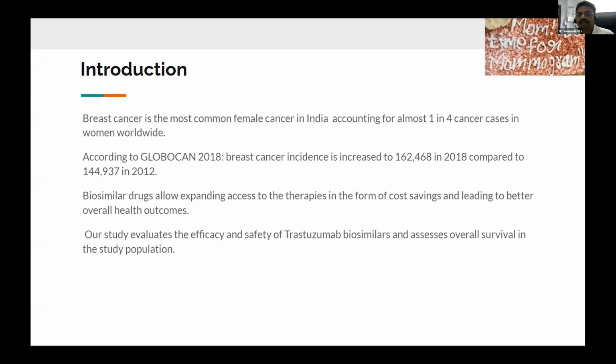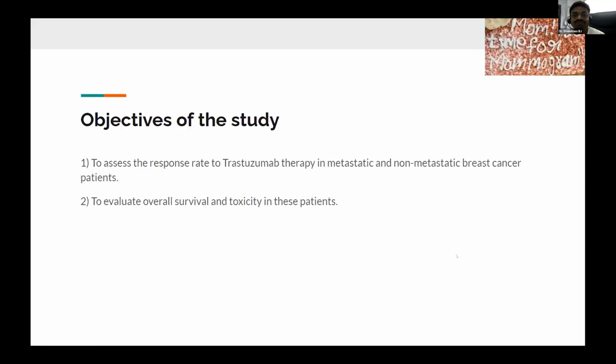Biosimilar drugs expand access to therapies through cost savings, leading to better overall health outcomes. Many biosimilars have come up for trastuzumab, and for TDM1 also we have a newer biosimilar which we use more frequently than the original because of the lesser cost. We didn't know then, and we don't know now. Though some studies compare the original and biosimilars, robust head-to-head comparison studies may not be there. So our study evaluated the efficacy and safety of trastuzumab biosimilar and assessed overall survival in the study population.